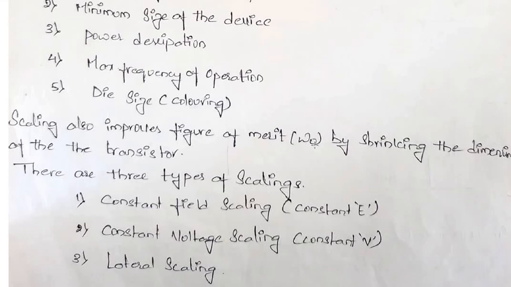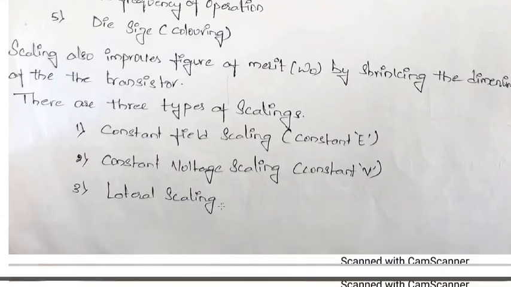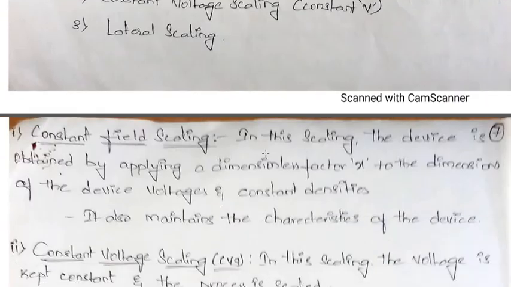We have said that scaling is to be done depending upon the die size, and packing density should also be high, and you have to see the power consumption also. By considering all these parameters, we are dividing scaling into three types. The first one is constant field scaling. In constant field scaling, the device is obtained by applying a dimensionless factor S to the dimensions of the device, voltages and constant densities. It also maintains the characteristics of the device.